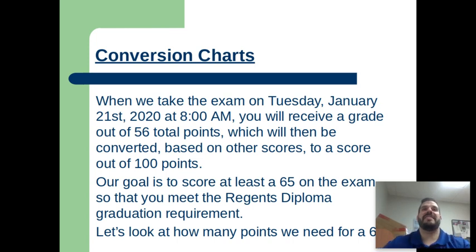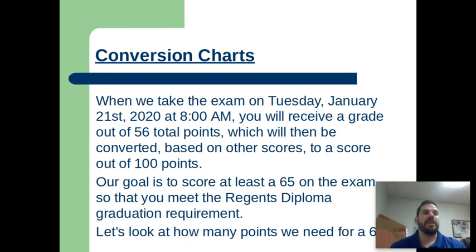What they do is they take everybody else's score and see how everybody did across the state, and they make a chart. And they decide, okay, how much is a 56 worth? Well, that's worth 100. And they go down, and then each point value. So let's say you got 40 points. That'll land somewhere on a conversion chart, and it'll convert to a score out of 100.